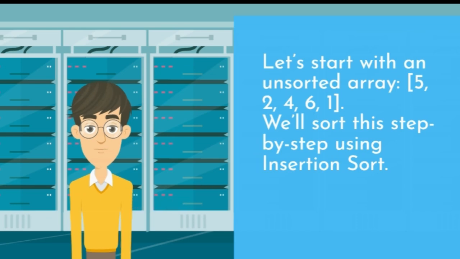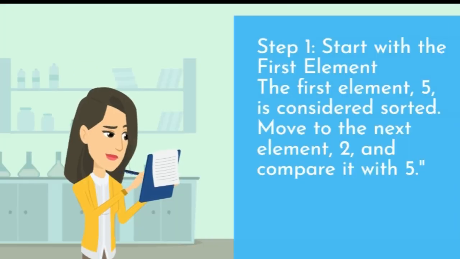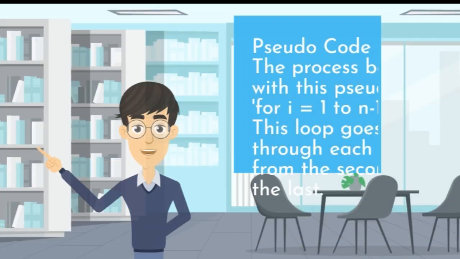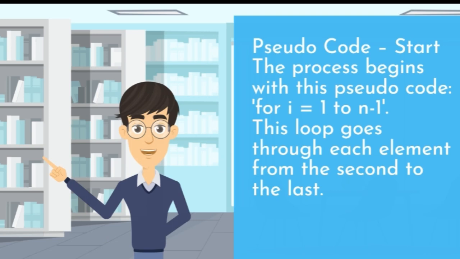Let's start with an unsorted array that contains the elements 5, 2, 4, 6, 1. We will sort this step by step using insertion sort. Start with the first element. The first element 5 is considered sorted. Move to the next element 2 and compare it with 5. Pseudocode. The process begins with the pseudocode for i equals 1 to n minus 1. This loop goes through each element from the second to the last.